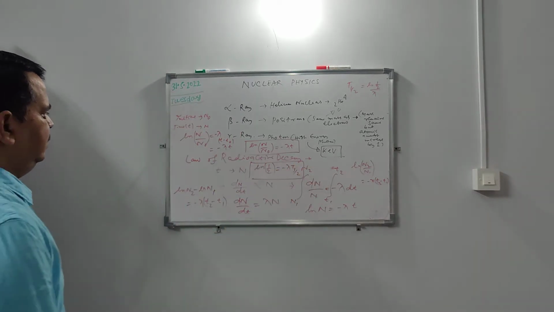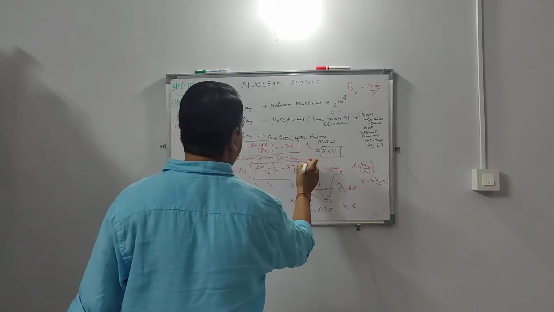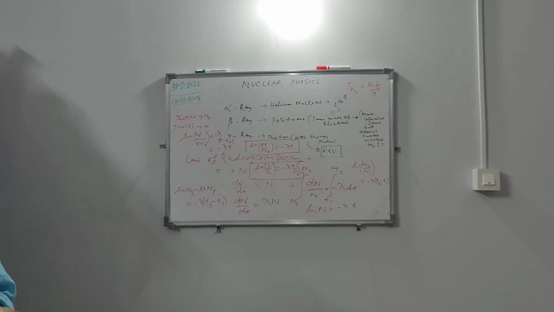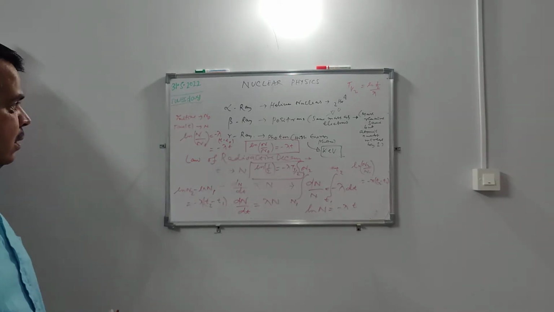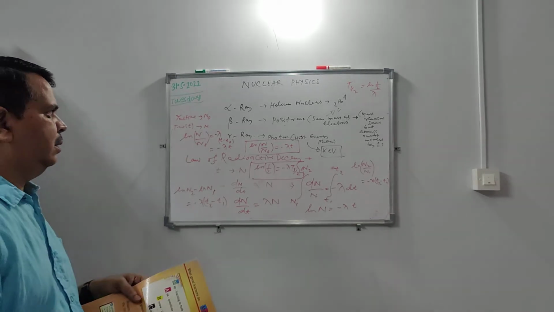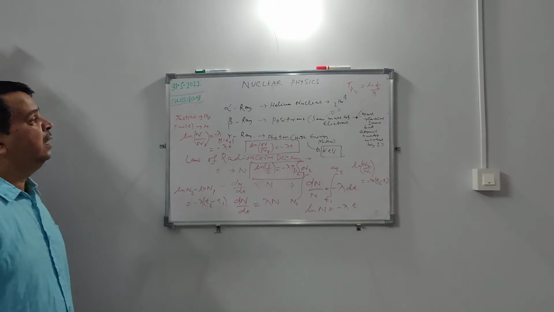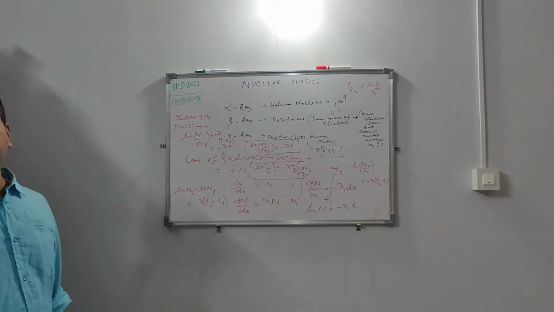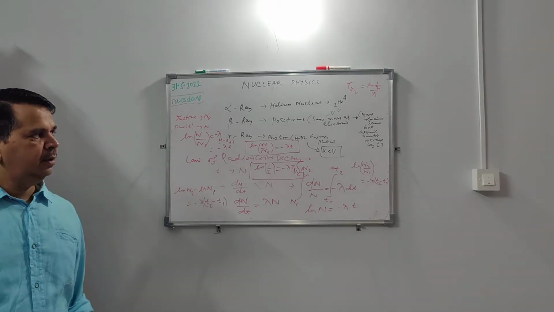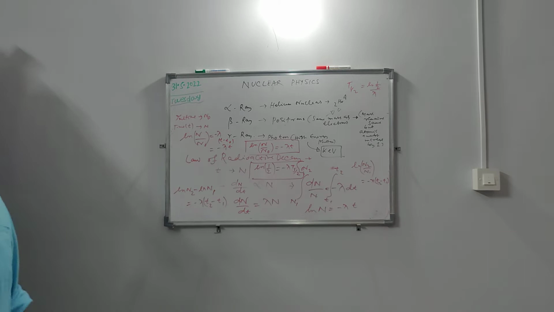So t half will be equal to ln half divided by lambda. But then lambda will get cancelled if you substitute t half in this equation. So you want to find t half. What is the formula of half life? 0.693.